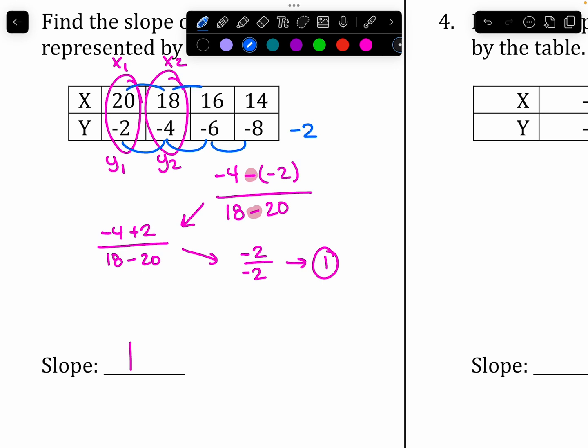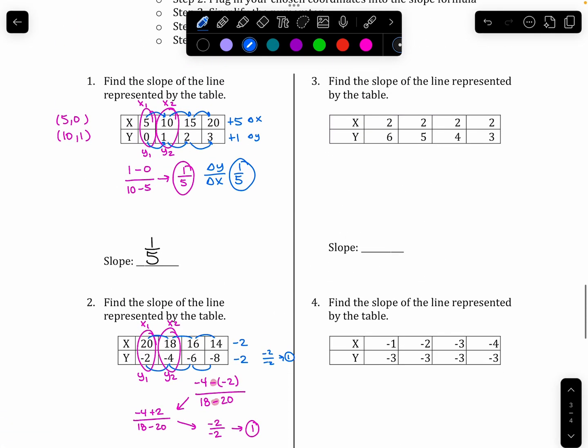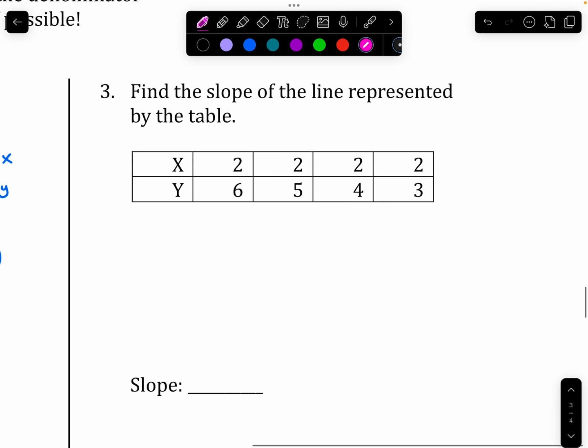If I had done it the other way, the change in y here is -2. The change in x here is also -2. -2 divided by -2 is still a positive 1. So it doesn't really matter which way you do it.